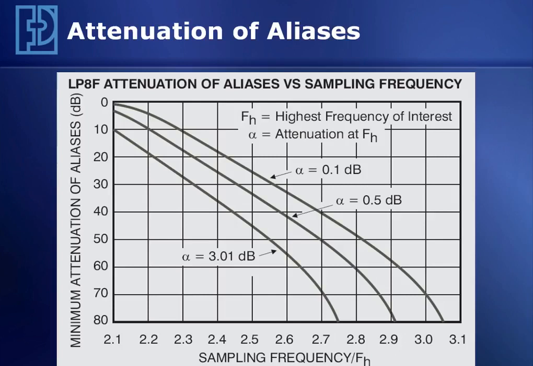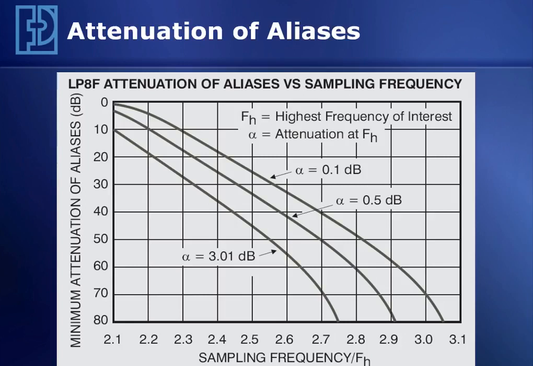So in our filter spec sheets, and we saw an example of a precision filter spec sheet earlier in this presentation, we include graphs that show attenuation of aliases versus sampling frequency. And these graphs assume the criterion is method 1. And there's an additional variable that needs to be determined, and that is how much attenuation at the highest frequency of interest can you tolerate in your data.